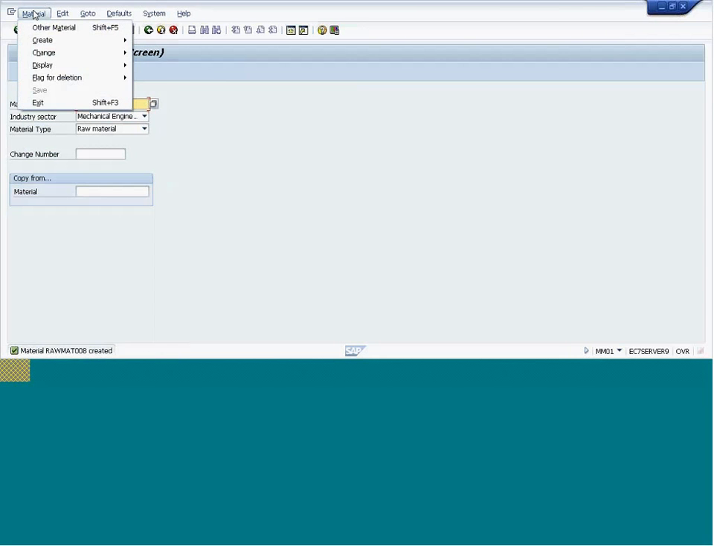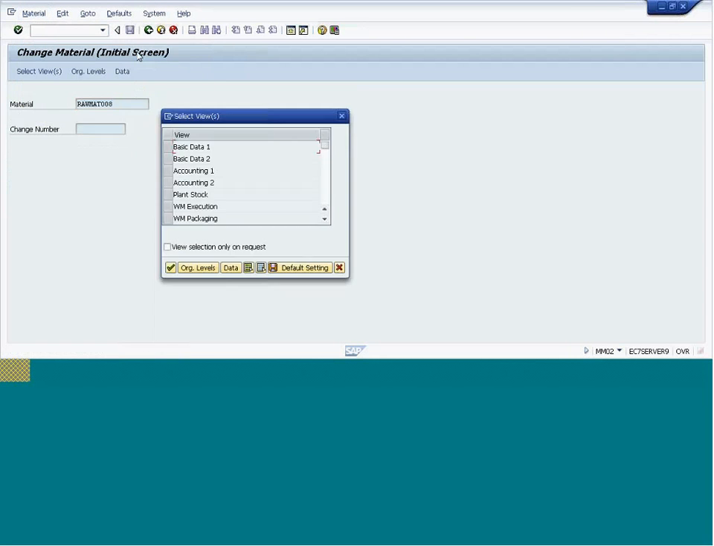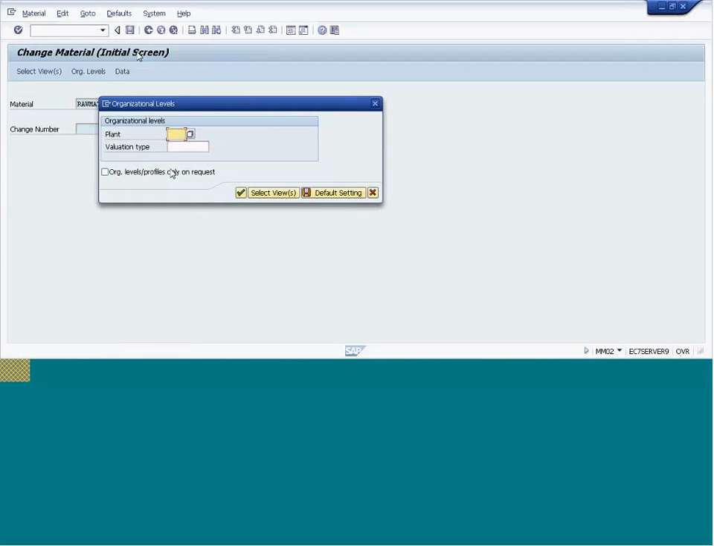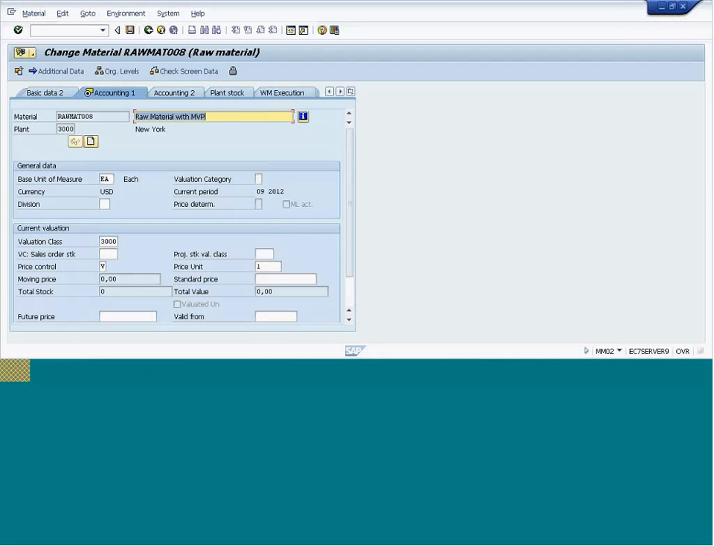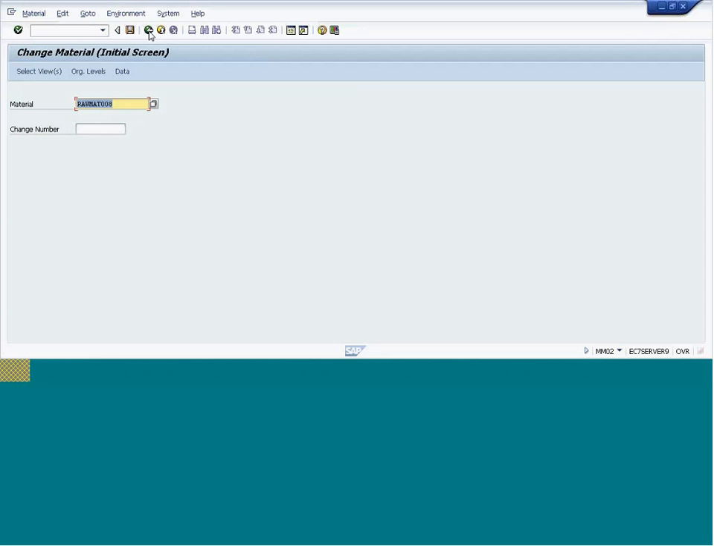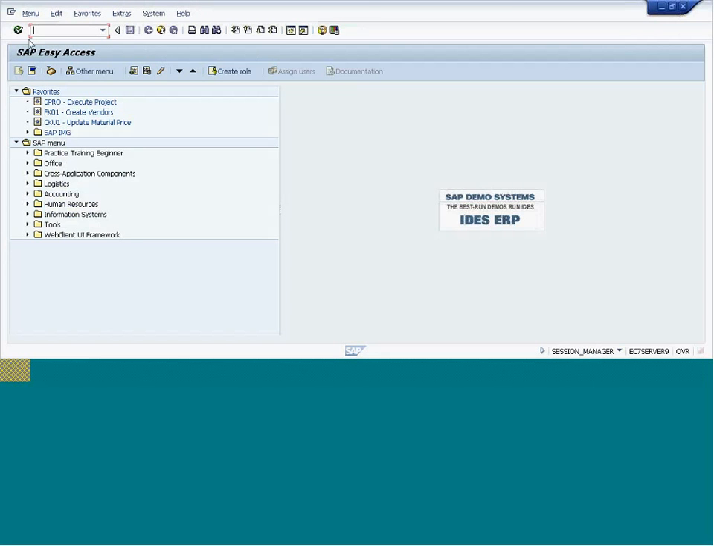We go and see this material one more time. 3000, so the moving average price is 0. You cannot change it now. Correct. Once moving average price is maintained, it cannot be changed. So the 0 value was there, that's fine. Now let us go ahead and do an inventory movement.